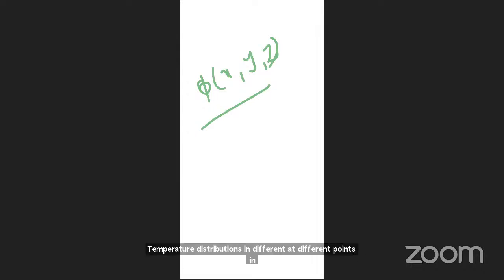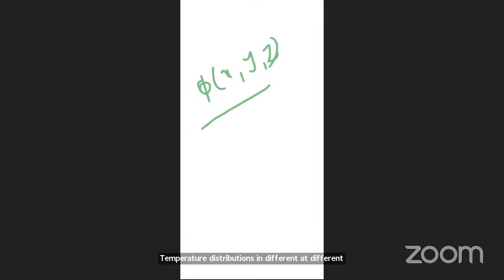Example of temperature distributions at different points in a field. Such a field is called the scalar field. Temperature distributions at different points in a field, that is called the scalar field.